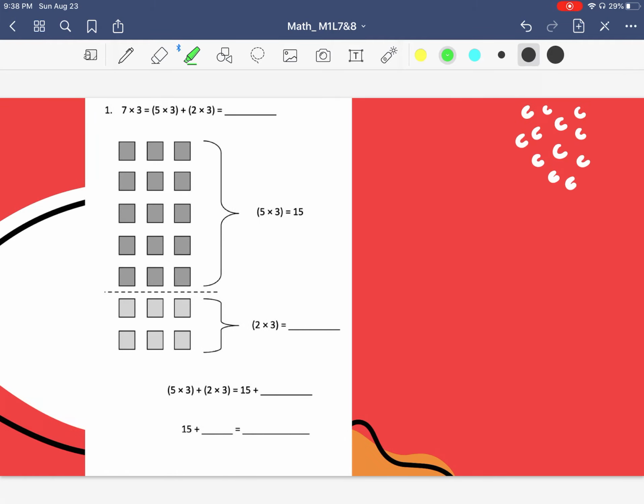So here, we're going to find what 7 times 3 is. And to solve this question easier, we have broken this array into 2 parts. One is 5 times 3, which is 15, and 2 times 3, which is 6. So when we add 15 and 6 together, we have 21. So the answer for 7 times 3 is 21.